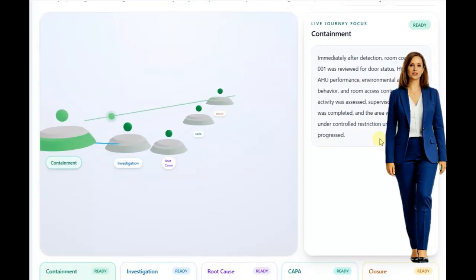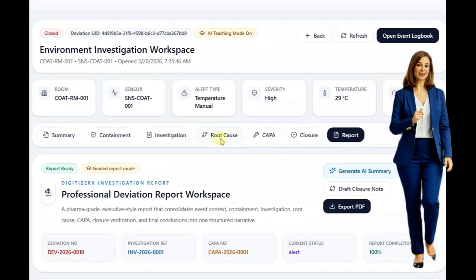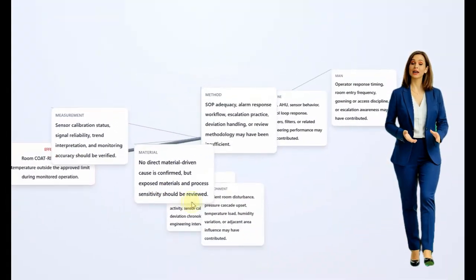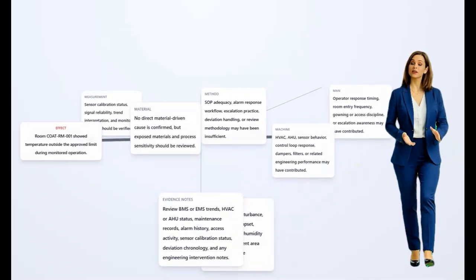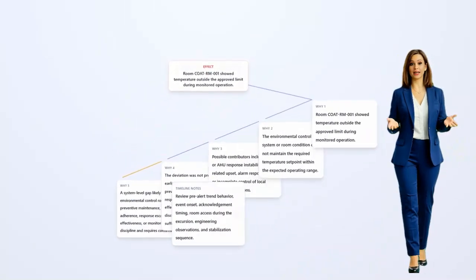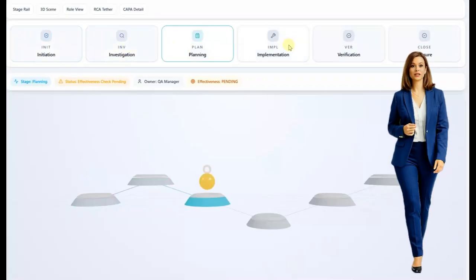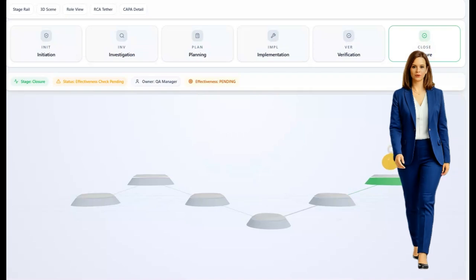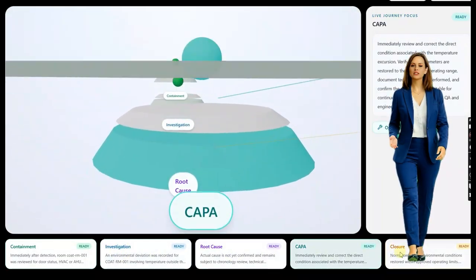DigitizerX is not just an alert screen. It is a digital pharma operations concept that connects environmental monitoring with action, investigation, compliance, and reporting. From near-limit guidance to deviation handling to AI-assisted closure, DigitizerX shows how pharmaceutical monitoring can move from reactive to proactive and from manual documentation to intelligent digitalization.